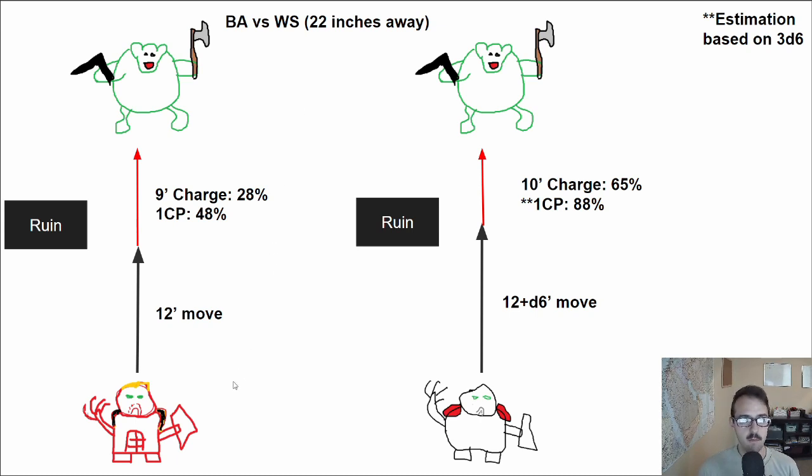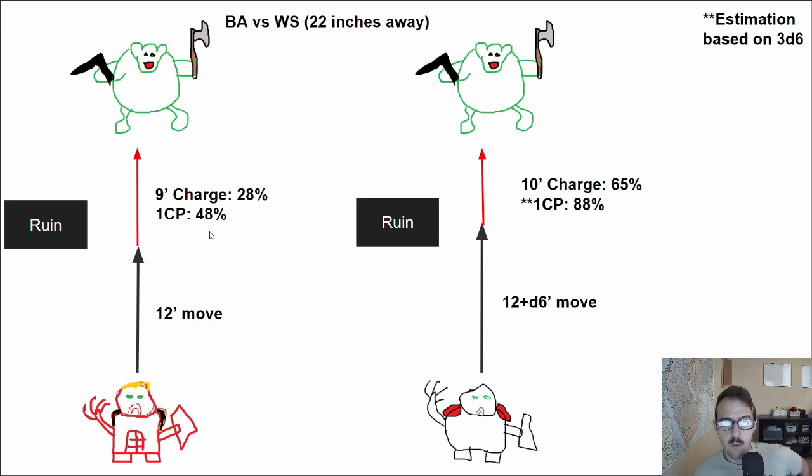So for the Vanguard vets, we'll say they're each 22 inches away from the orc they want to charge. They each have a 12-inch move. However, the Blood Angels get +1 to charge. That means if he moves 12, he will need a 9-inch charge, which is about a 28% chance of success on 2 dice, but he can re-roll it and get a 48%.